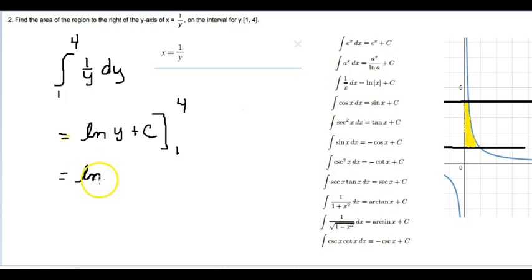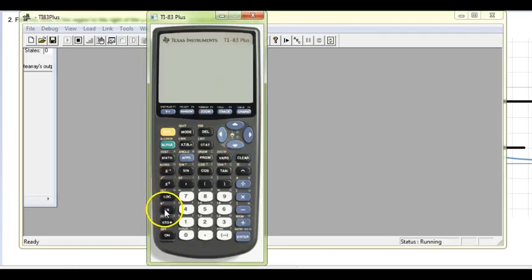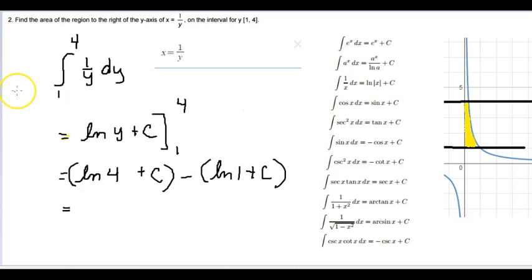So we're calculating the natural log of 4 plus c minus the natural log of 1 plus c. And we'll take out our calculators to do that. So I'm just going to do the natural log of 4 minus the natural log of 1. And there's my answer, 1.38. We'll round that to just 1.39. And so, because the c's subtract out of there, it equals approximately 1.39. And there's our answer. So let's take a look at another one.